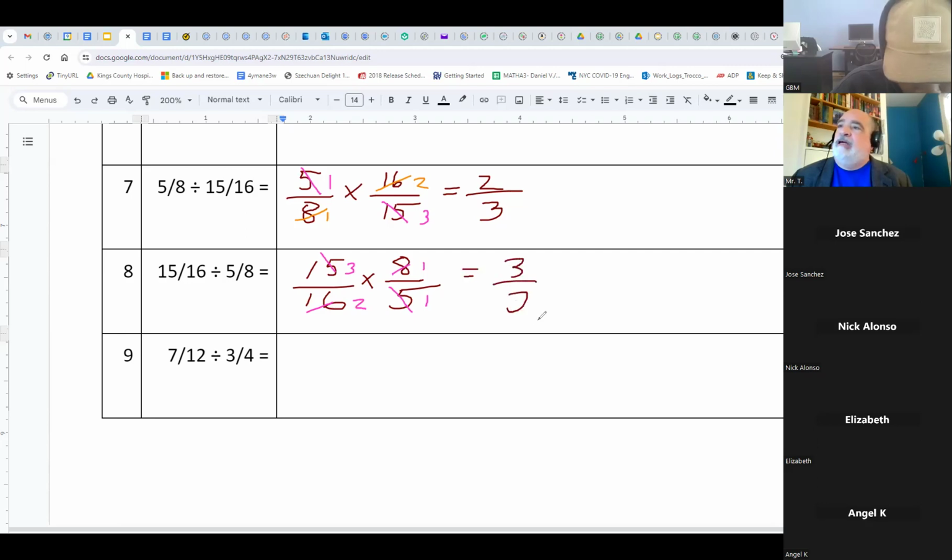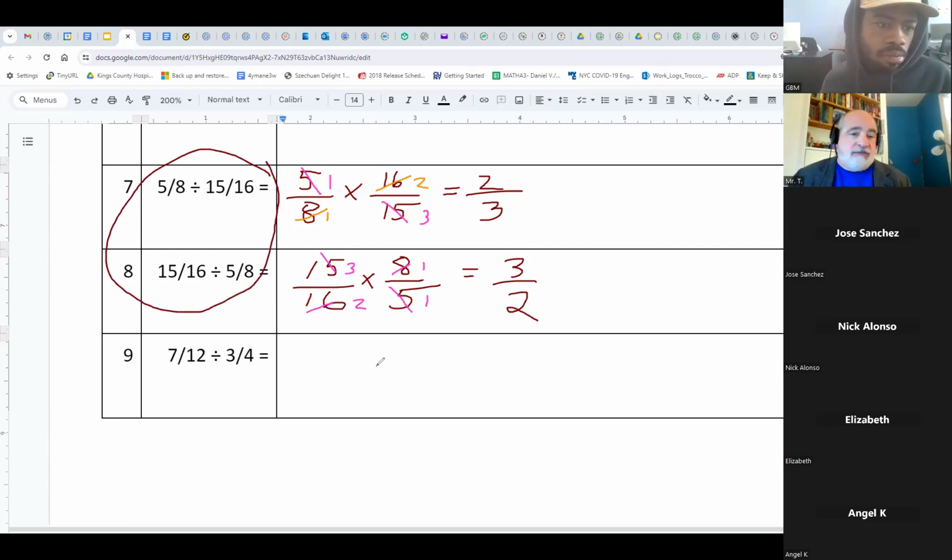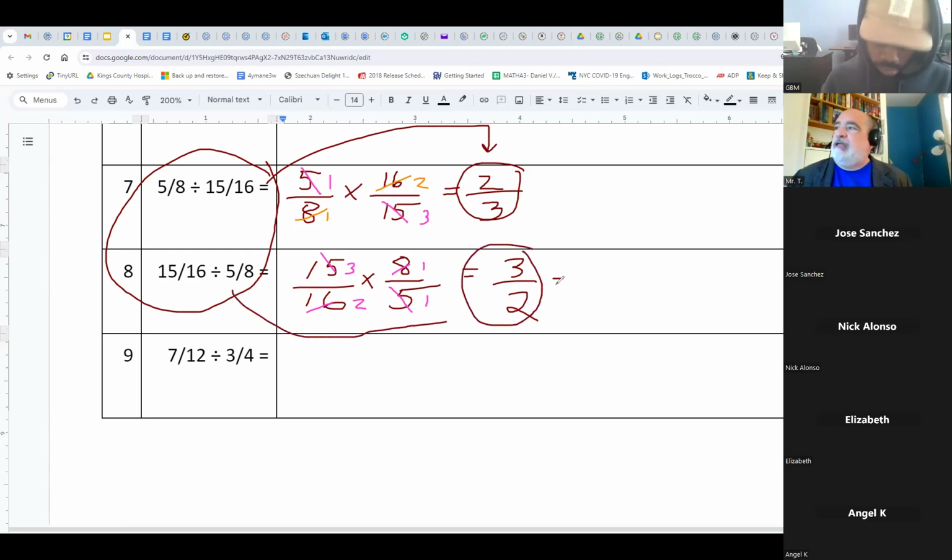Okay, look at these 2 problems. Notice that they're flipped: 5/8 divided by 15/16 and 15/16 divided by 5/8. Now look at the answers, and the answers are flipped. This is 2/3 and this is 3/2. So pretty cool, right? Now, wait. Oh, that's what I was about to ask. Don't we still simplify to make it a mixed number? Yeah. So what's the next step to simplify? Divide 2 into 3.